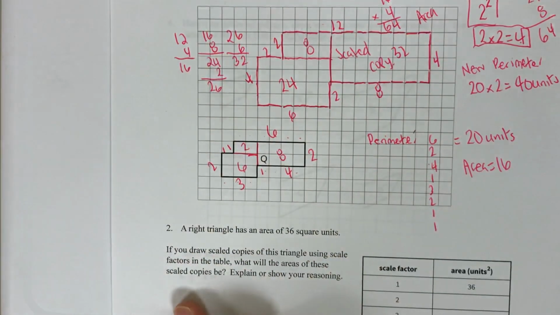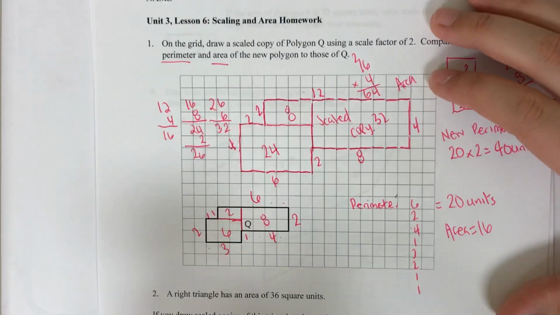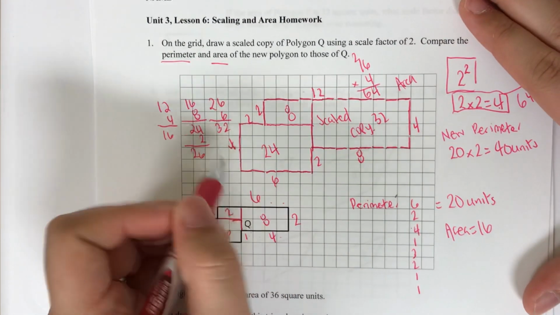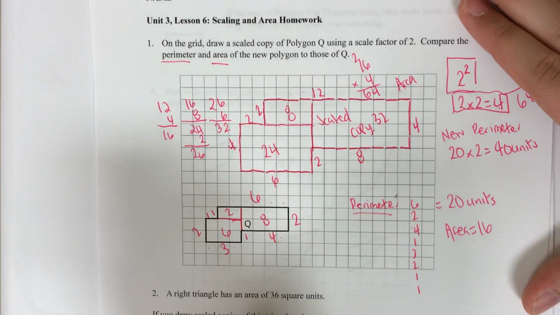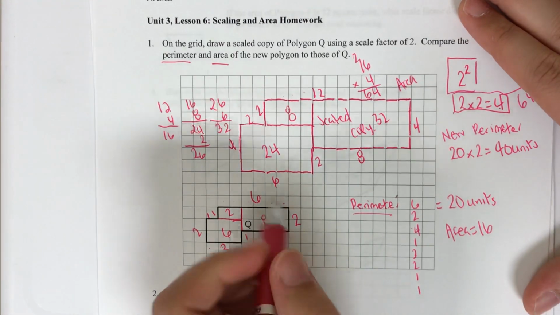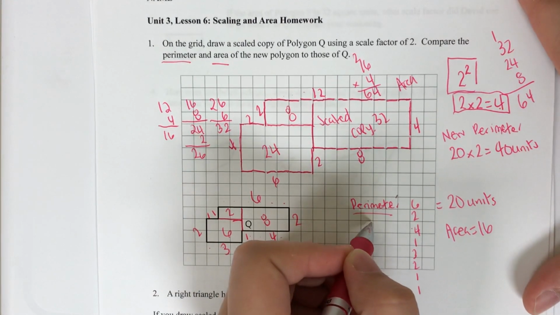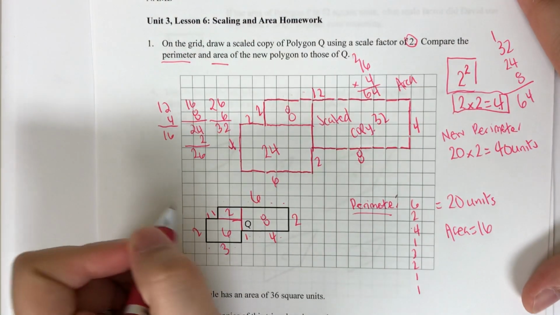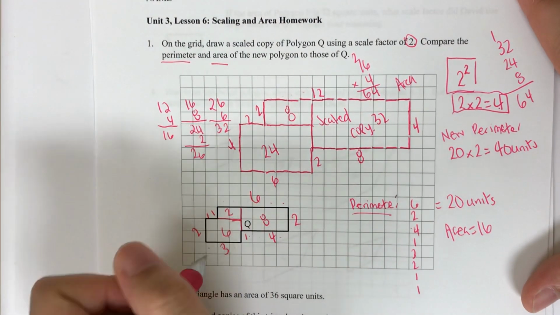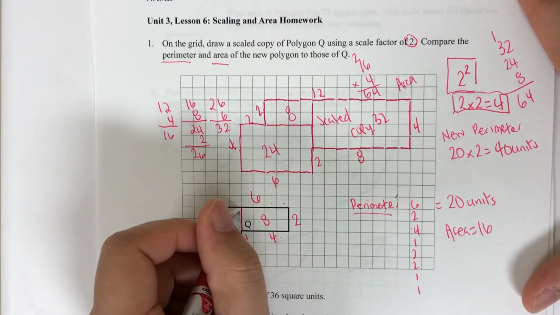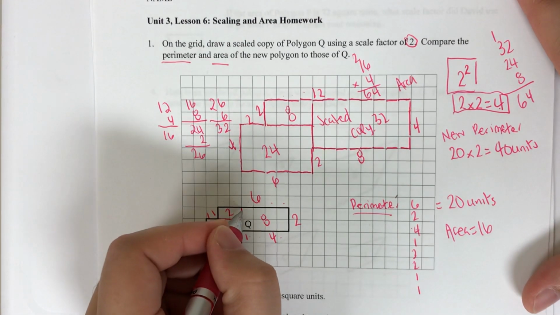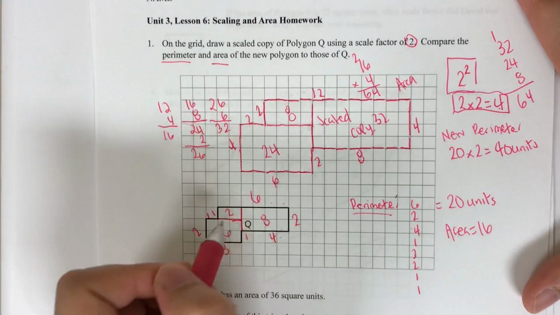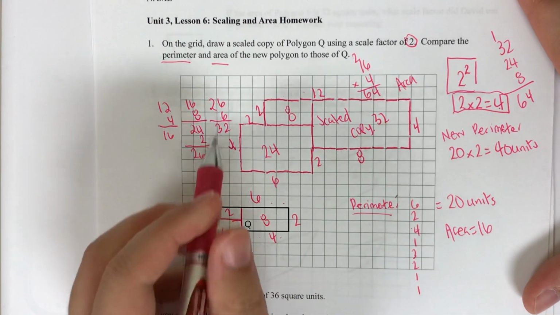So the big idea here, friends, is that we scaled this upward; we multiplied each side by 2. When we find the perimeter of the original, we're also going to multiply it by a scale factor of 2. When we want to find the areas to compare them, we can break up the composite figures into basic rectangles or shapes that we can find the area of, or we can just count the squares inside.